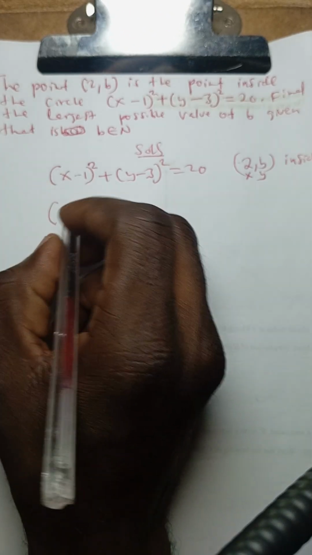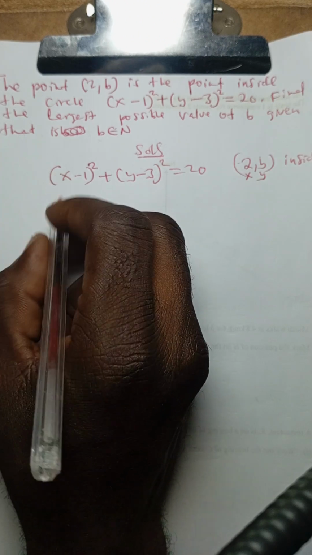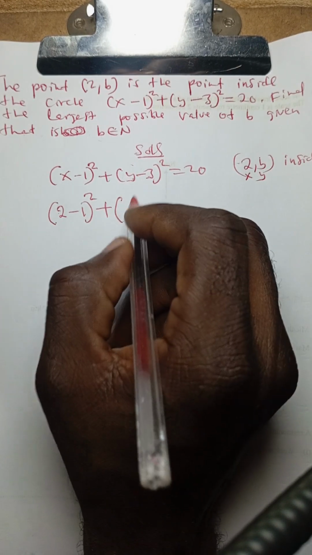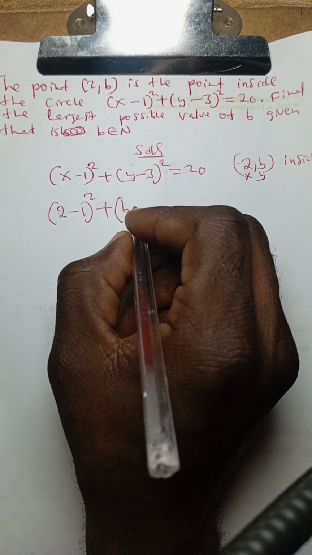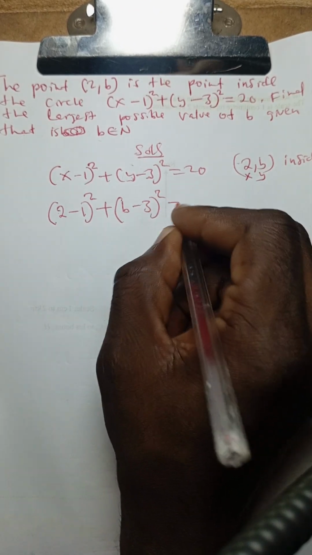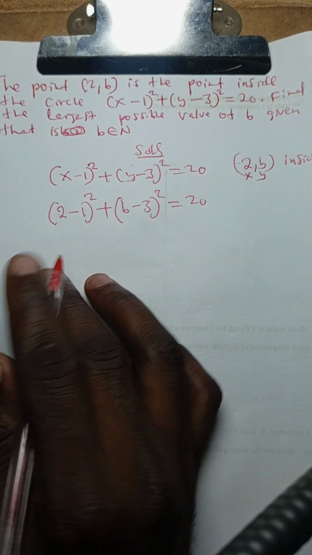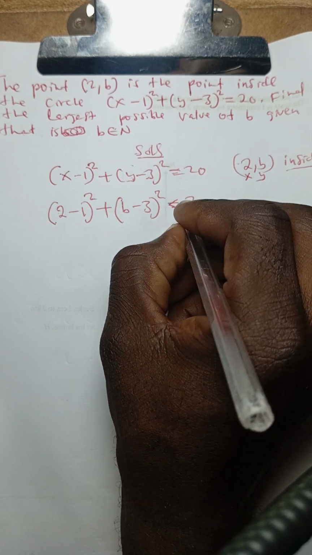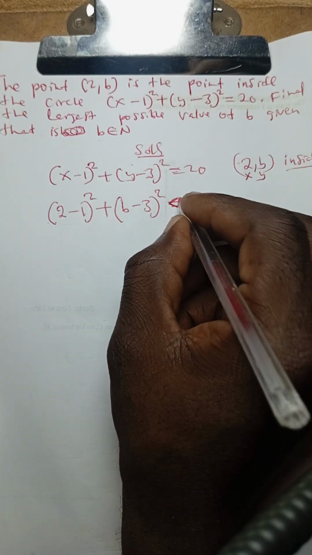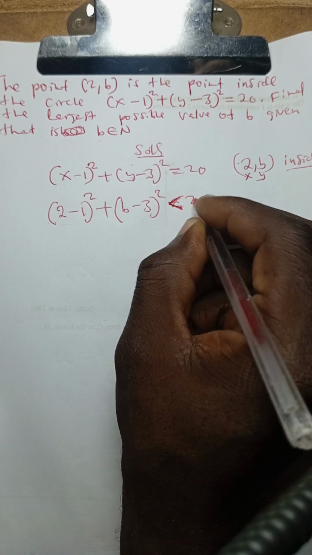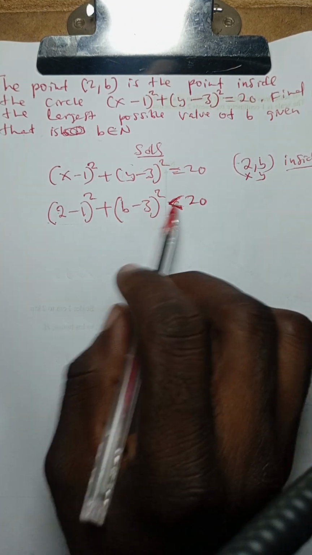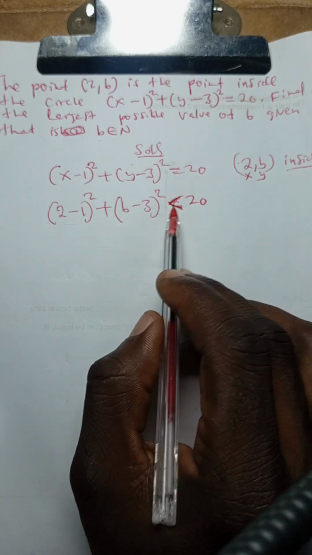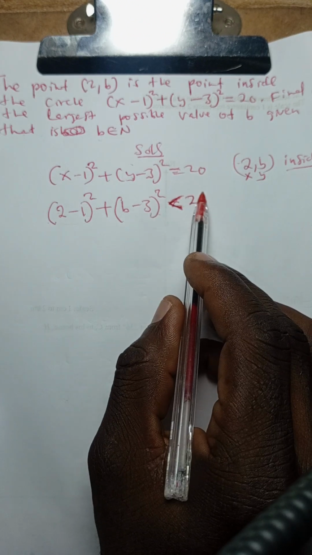So since it is inside, where there's an x, you put (2 − 1)² + (b − 3)² equal to 20. Now, since this point is inside the circle, we change the equal sign. You put less than: whatever we have on this side must be less than 20, because it is inside. If it was outside, whatever we have on this side must be greater than the radius squared.